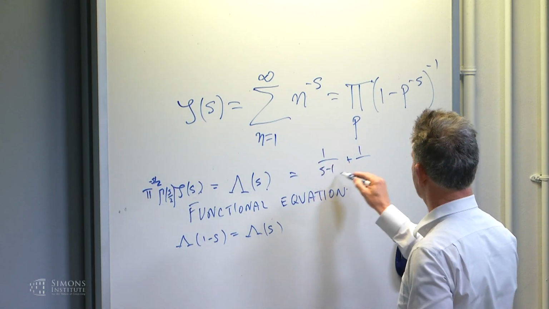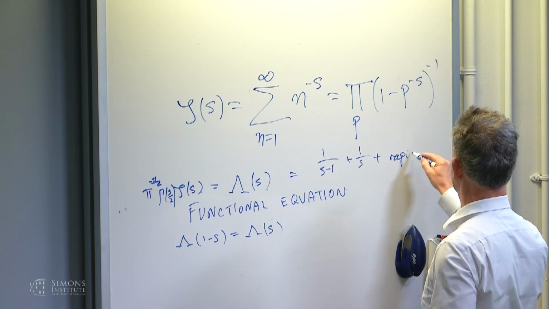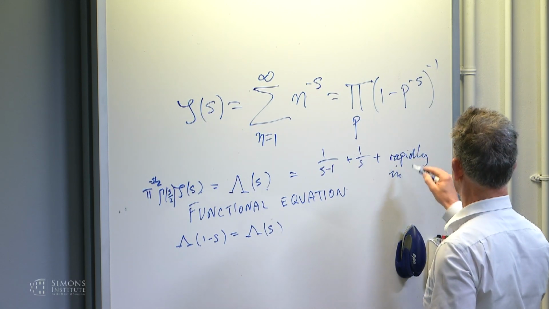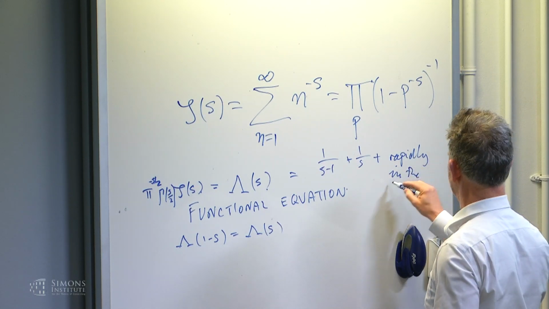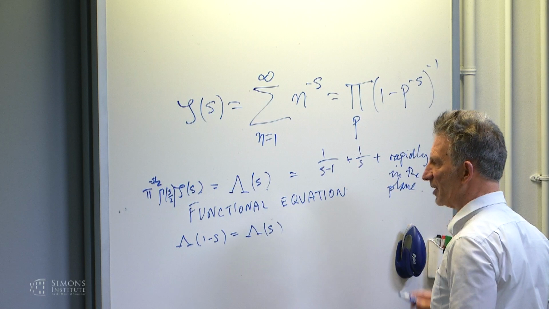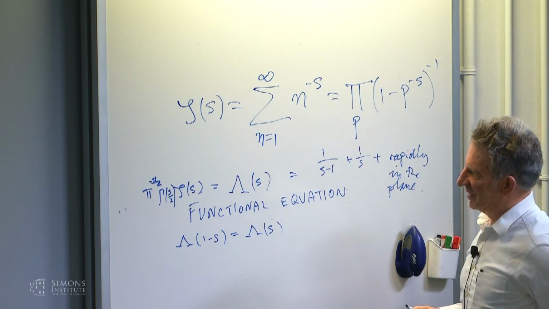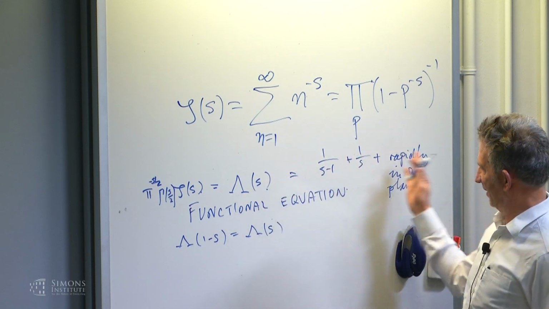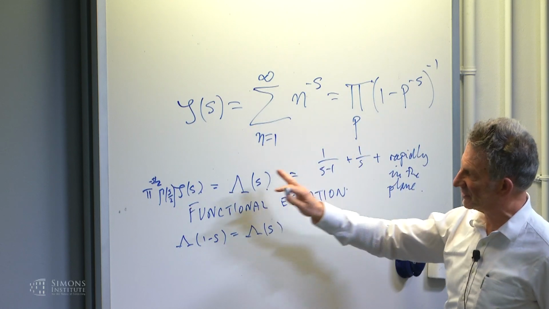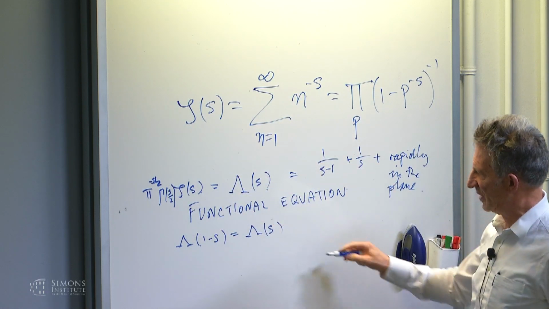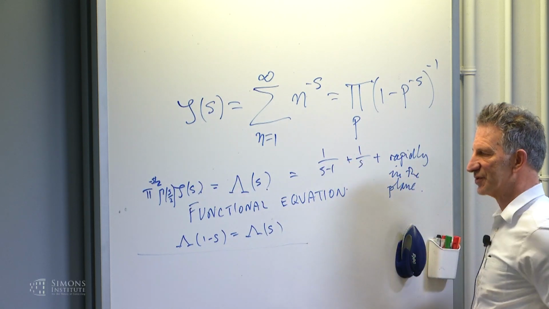plus something which is rapidly convergent in any vertical strip in the plane. And so this allowed him to analytically continue, get this functional equation, and make this very famous Riemann hypothesis, which he needed for certain purposes.